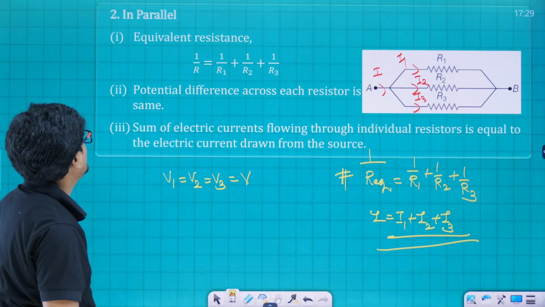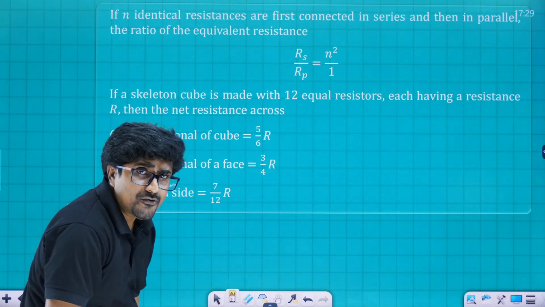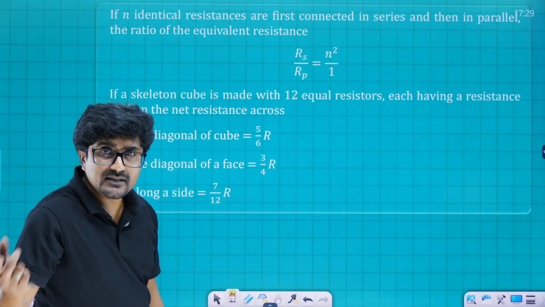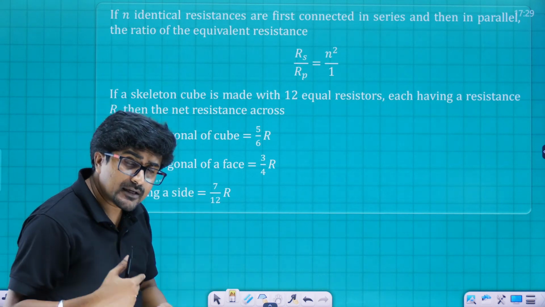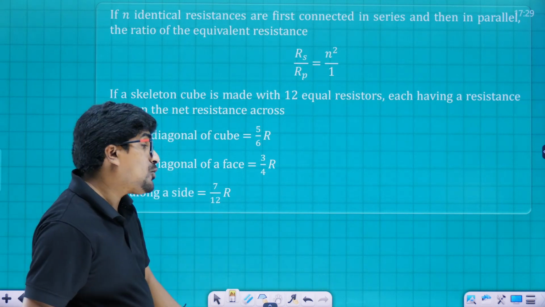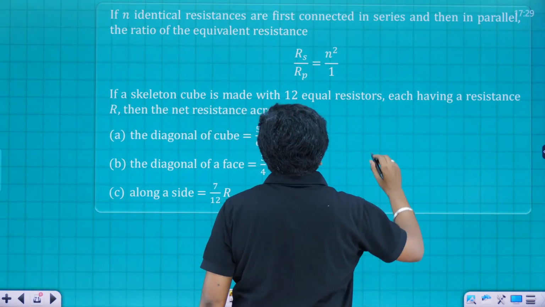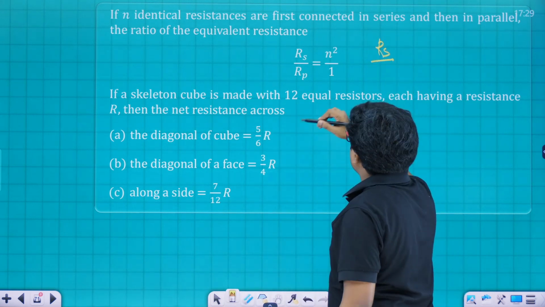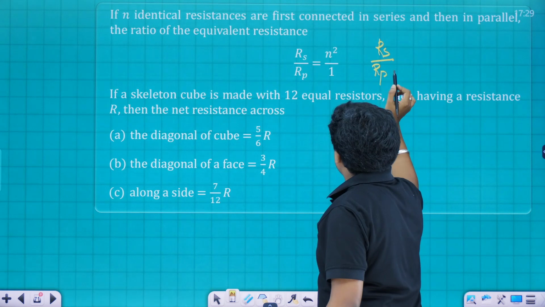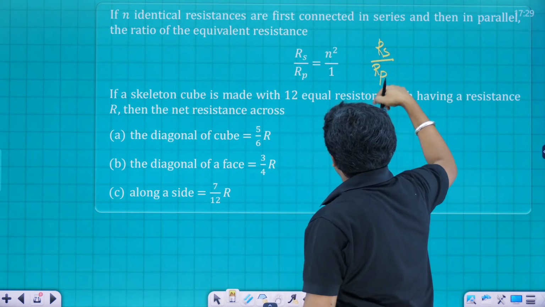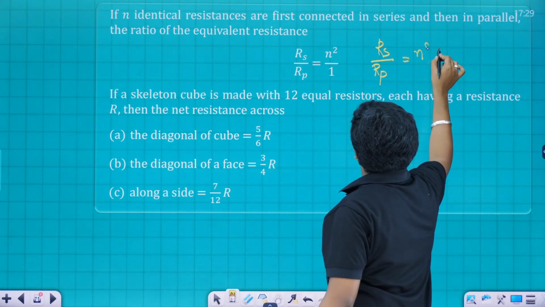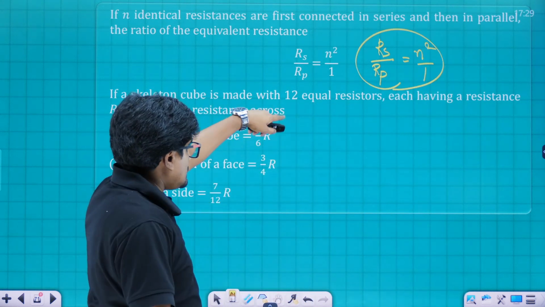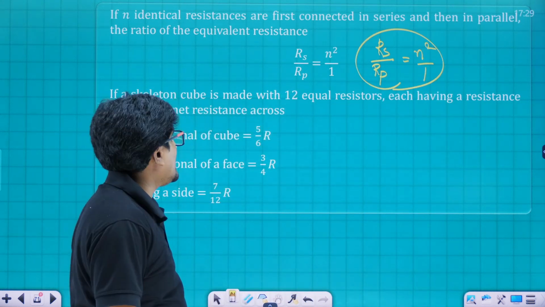All right, moving to the next, that is if n number of identical cells are connected in series initially and then they are connected in parallel. Now if I want to calculate the ratio of such a combination, then the resistance once they were connected in series, that is Rs, upon the resistance once connected in parallel, R suffix P, so this ratio Rs by Rp is going to be n square by 1, or you can simply say that Rs upon Rp is simply n square.